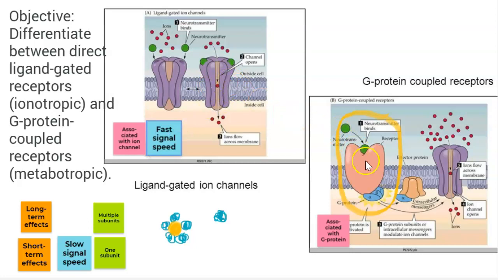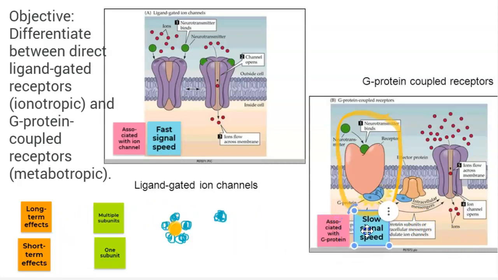The G protein coupled receptor, in contrast, the neurotransmitter binds to the receptor, activates the G protein, which goes to activate an enzyme, and then it can open the ion channel, but it takes longer. Sometimes the effects are more downstream, which can take even longer. So it often has a slow signal speed.